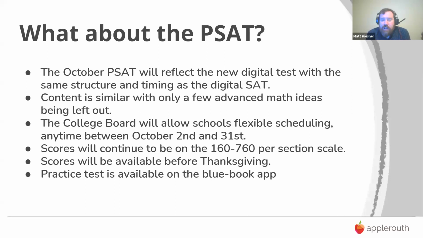The score is going to be on the 160 to 760 per section scale, and that's what it has been. The idea is that because the PSAT is a little bit easier, you can't get an 800. And the concordance would be that if you took that same performance, you would get a 760 on the SAT, not an 800.